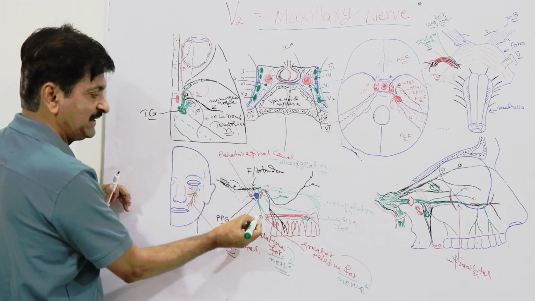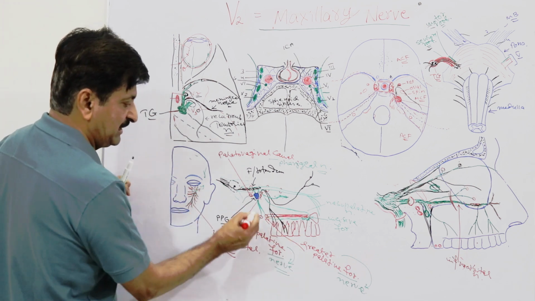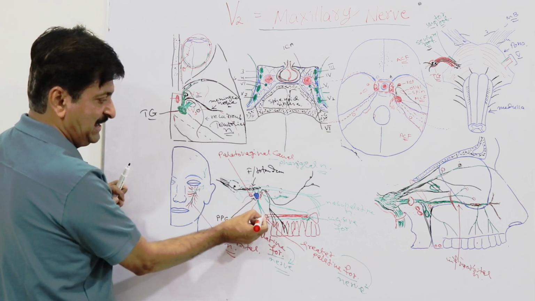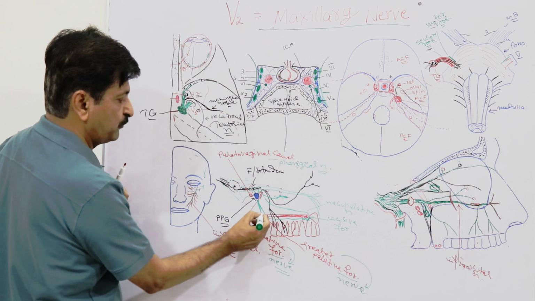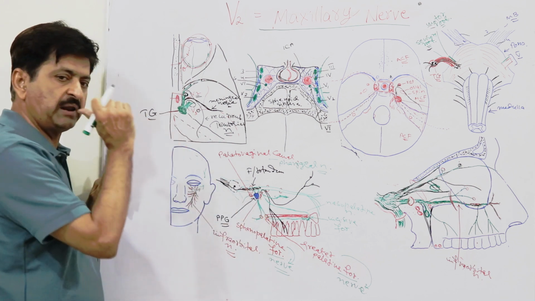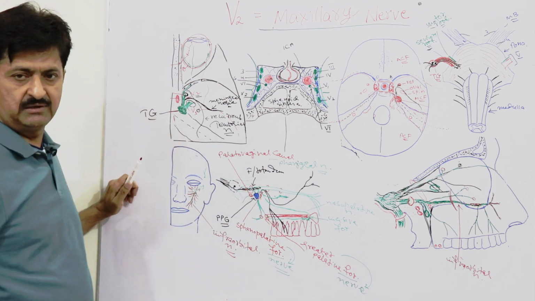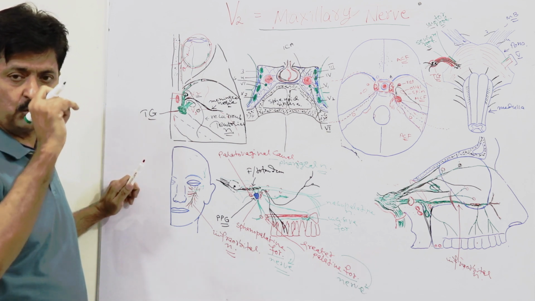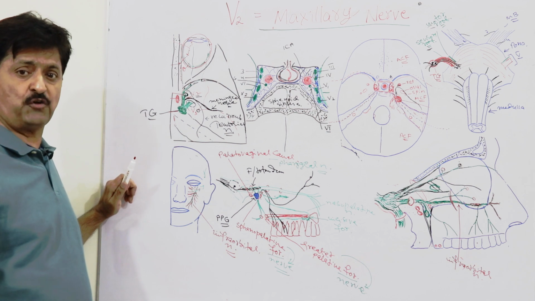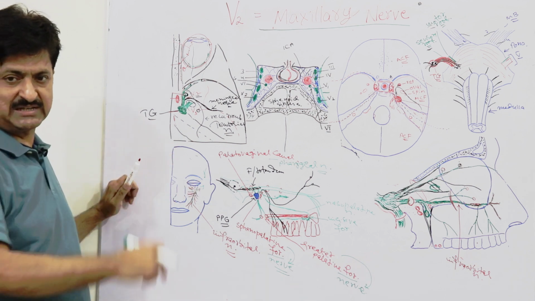So, what about the lesser palatine nerve? The lesser palatine nerve is passing inferiorly from your maxillary, and it is entering through the lesser palatine foramen, and is going backward to supply the mucosa of your soft palate. Soft palate means your oropharynx, the back part of your oral cavity, supplied by the maxillary.